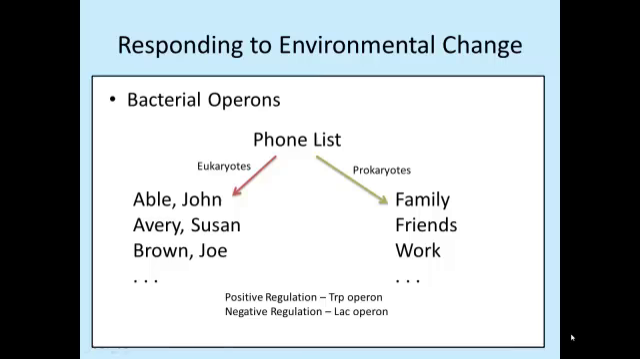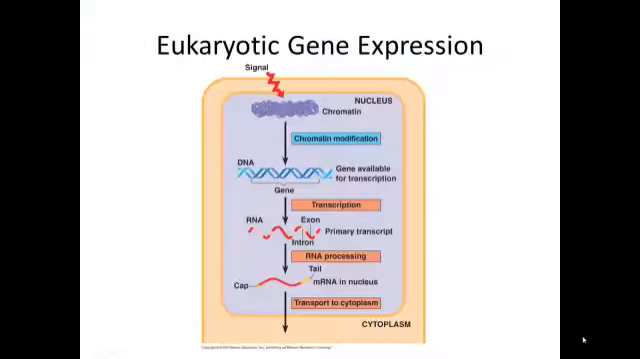So that is an example of negative regulation. Now, lest you think that eukaryotes don't use positive and negative regulation, they do. We just don't use operons. Eukaryotes regulate not only what DNA is transcribed, like prokaryotes do, but eukaryotes also regulate gene expression by modifying the transcripts and also modifying how often the transcript or the mRNA is translated into proteins.